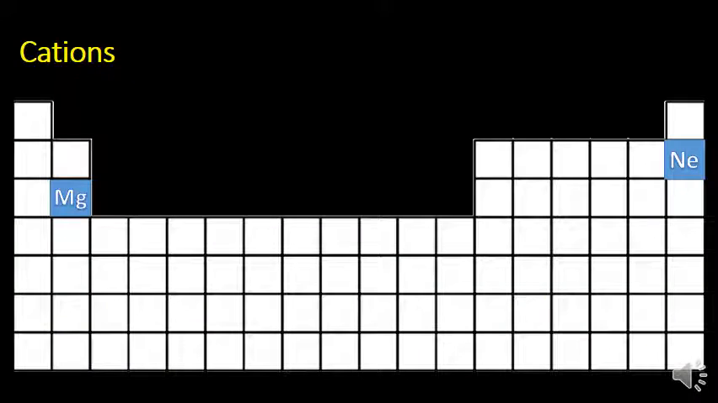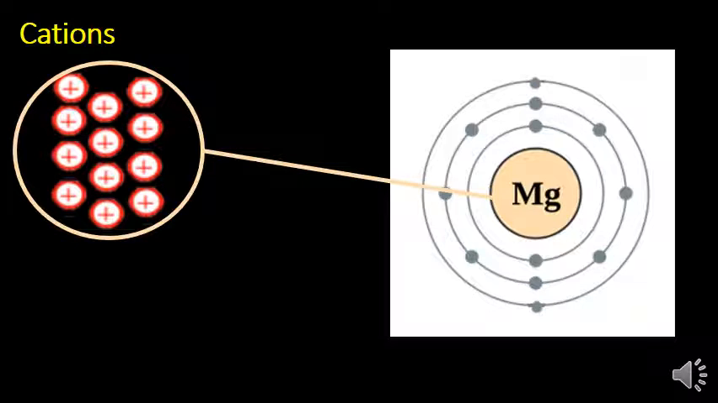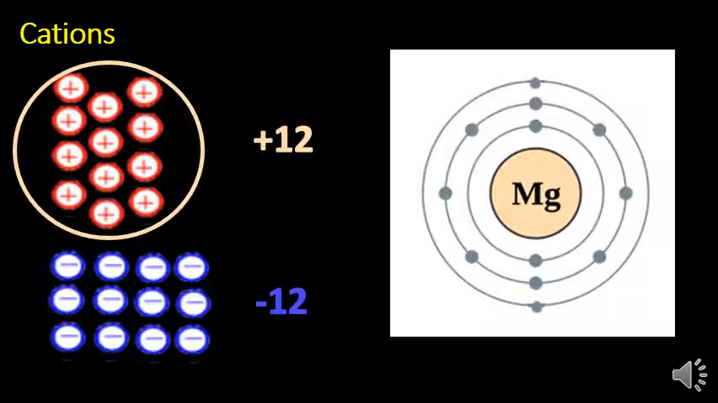Let's take a look at magnesium. How on earth is magnesium going to end up looking like neon? Well, magnesium has 12 electrons, neon has 10. So magnesium is going to need to lose 2 electrons so it can feel like neon with 10 electrons. The magnesium atom has 12 protons. We can't play with the protons. We just can't. It's not allowed. We can only play with the electrons. So magnesium has 12 protons and the atom has 12 electrons. But to feel like neon, it's going to need to lose 2 electrons.